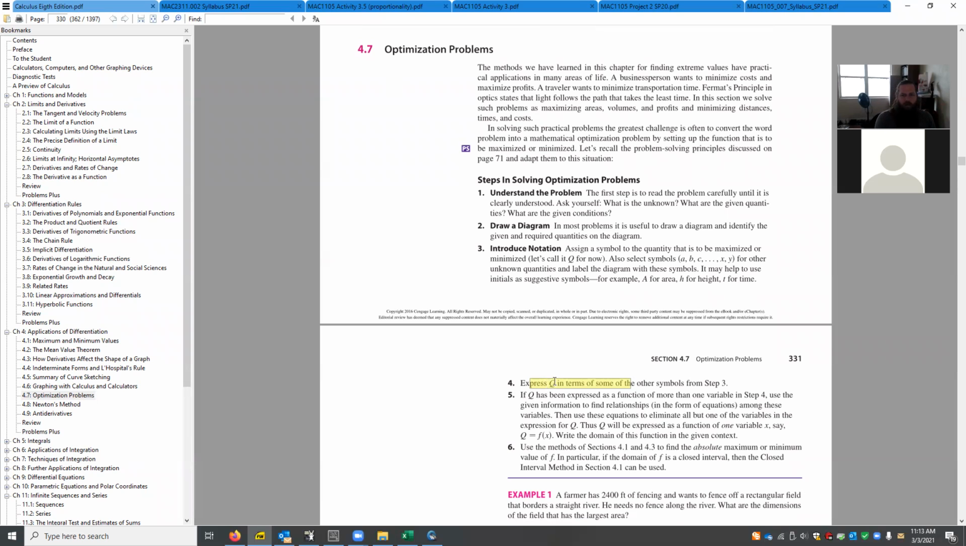And then usually you'll have more than one variable there. So you'll need to go back and eliminate one of the variables by solving one of the other equations you have for the other variable and plugging it in. And then you're going to go back and find the min or the max, whatever it is you need.